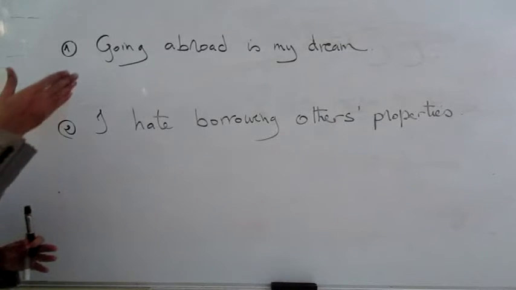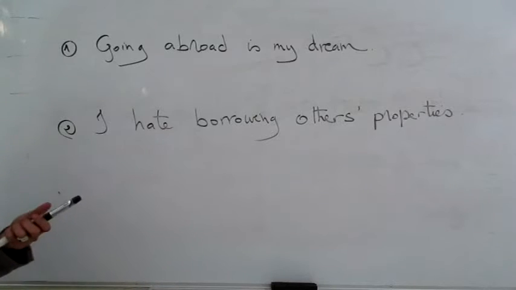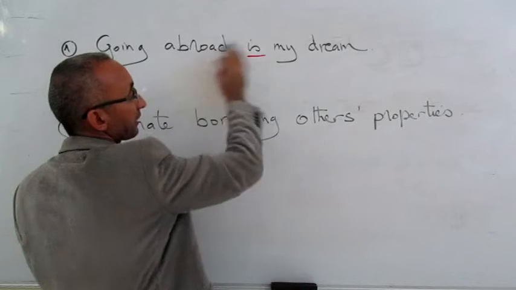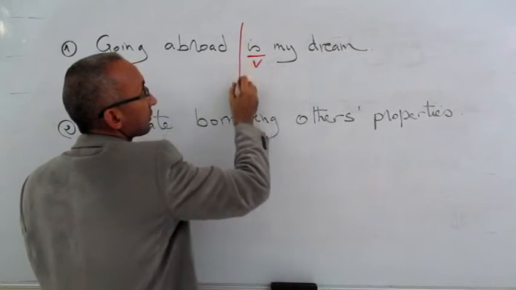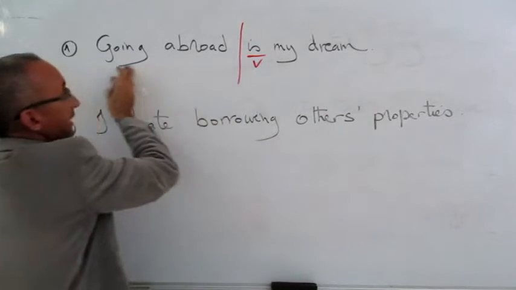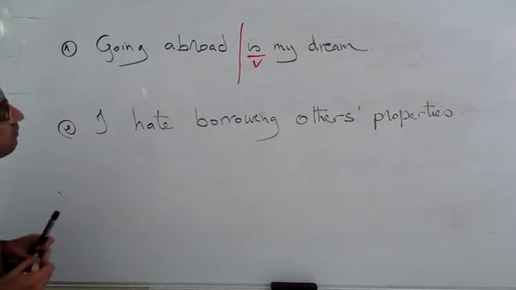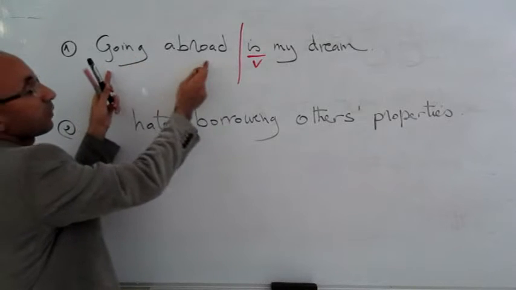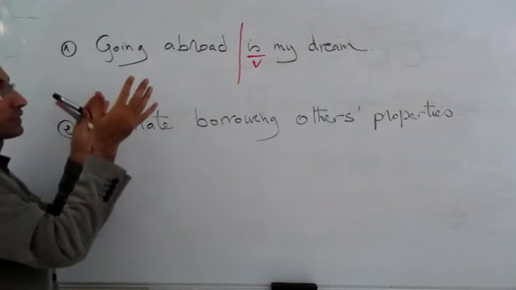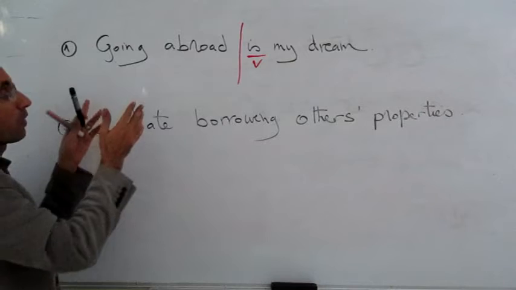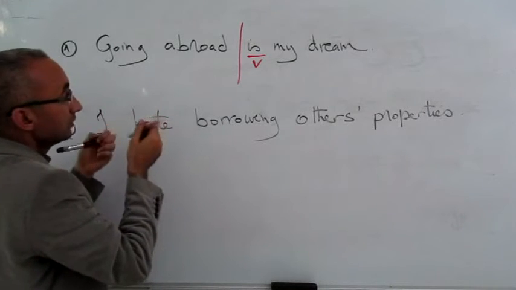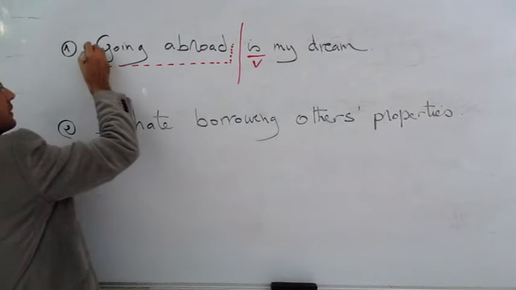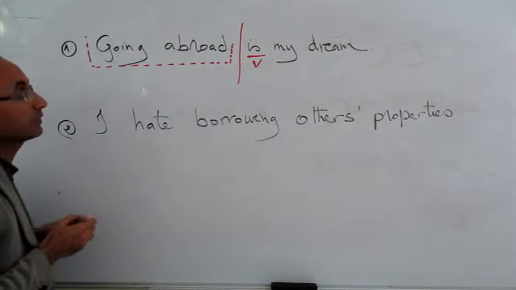Good. Now, going abroad is my dream. Let me divide this sentence into a subject and predicate. First, here is my verb is, which is my marker between the subject and predicate usually. So here is my predicate, here is my subject. Good. Going abroad is my dream. But look here. I have going abroad. These two words come together to form one unit. Clear? One unit. So this is my phrase in this sentence. Going abroad.